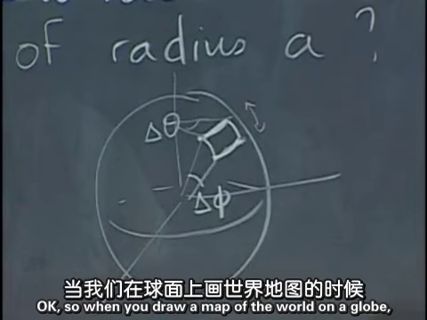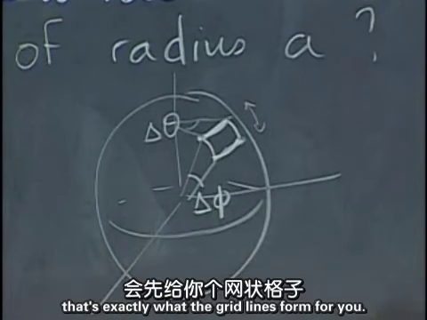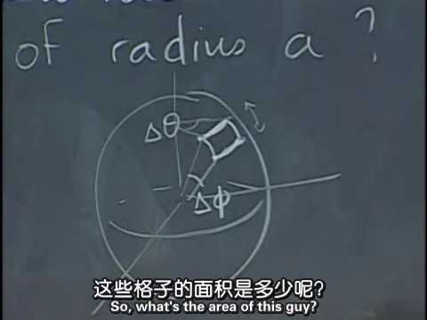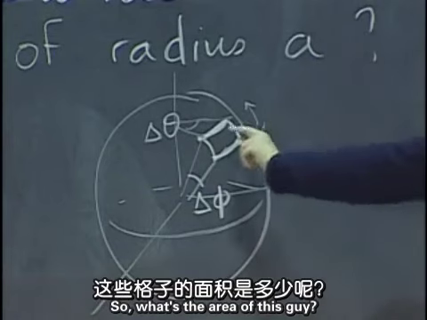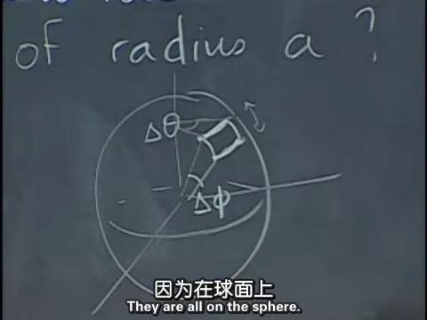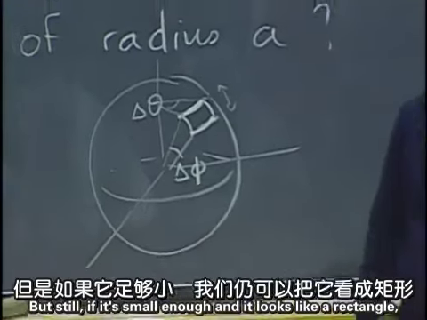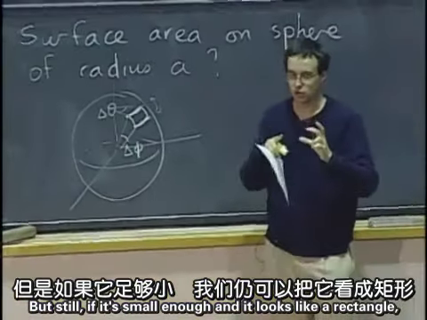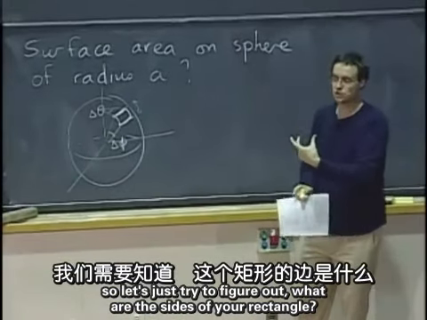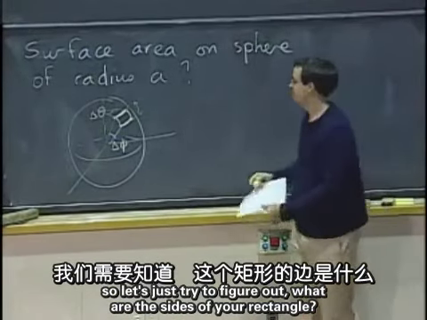When you draw a map of the world on a globe, that's exactly what the grid lines form for you. So what's the area of this piece? Of course, all the sides are curvy. They're all on a sphere. None of them is straight. But still, if it's small enough, then it looks like a rectangle. So let's figure out what the sides of this rectangle are.